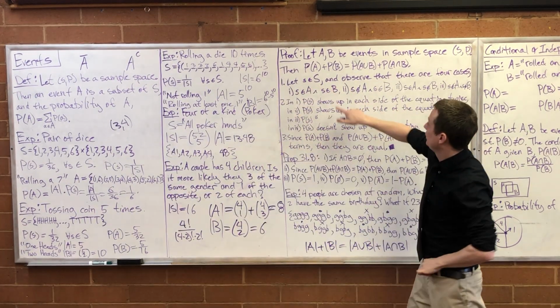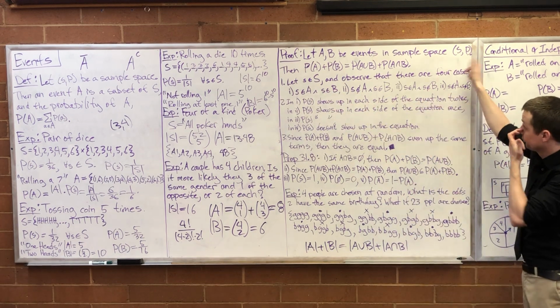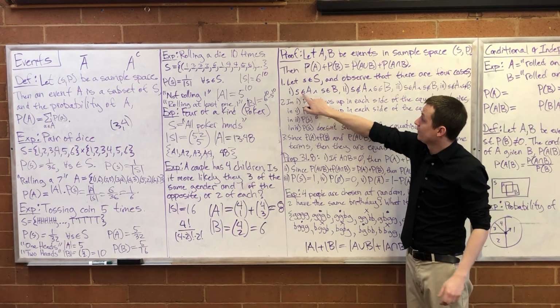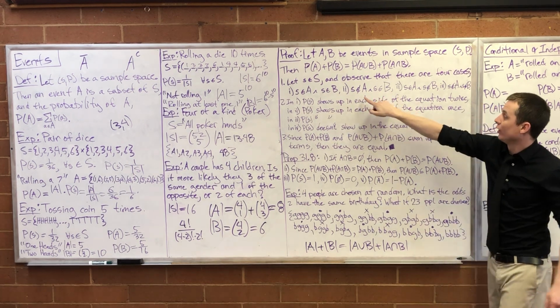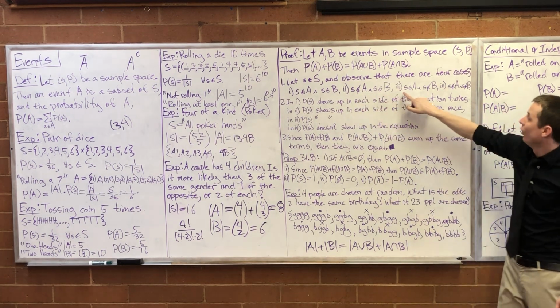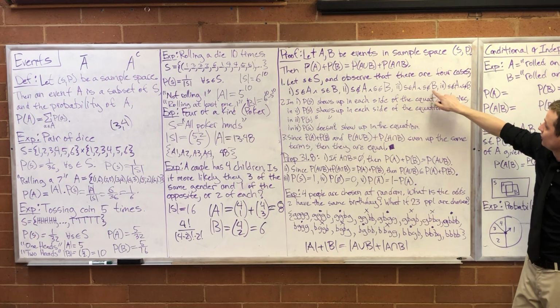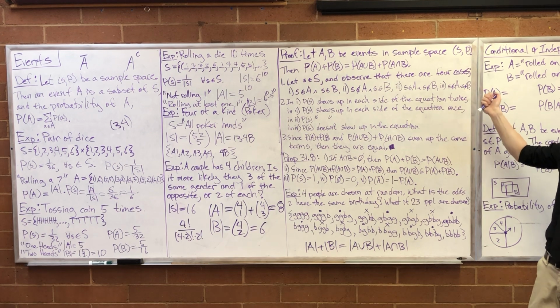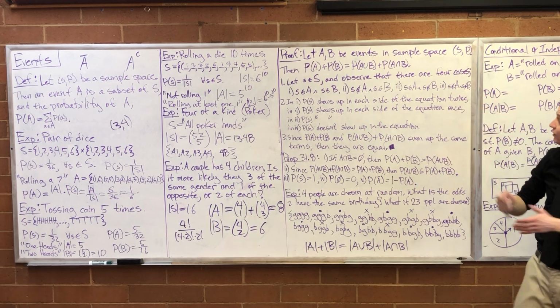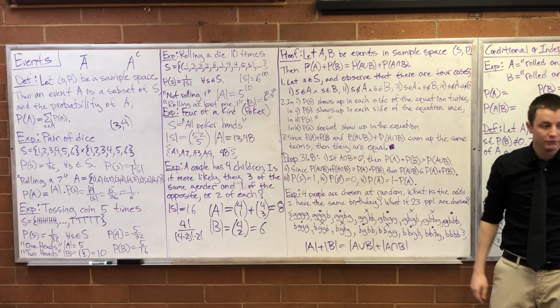So let little s be some element of big S. And observe that there are 4 cases. Either S is in A and S is in B, or S is in A and S is not in B, or S is not in A and S is in B, or S is in neither of them. These are all the possible cases, right? Okay, now we're just going to show in each case that S shows up on both sides of the equation the same number of times.